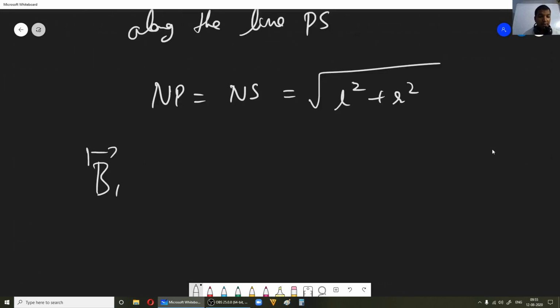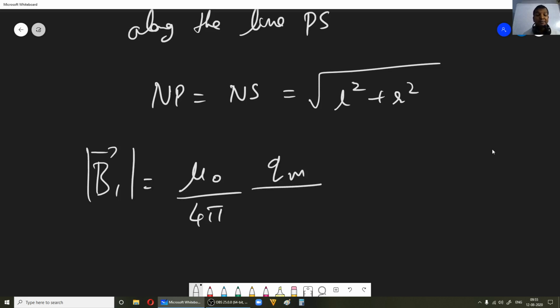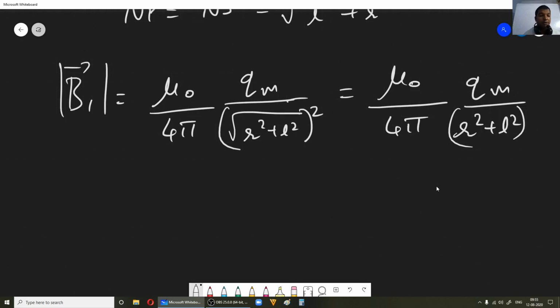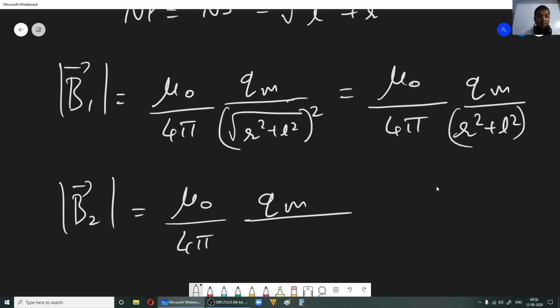Next, consider B1. The magnitude of B1 will be equal to mu naught by 4 pi, due to the North Pole, so QM divided by the distance squared. This would be R square plus L square, the whole square. So this would be mu naught divided by 4 pi times QM divided by R square plus L square only. Now B2 is due to the South Pole of the bar magnet, so that would be given by the same thing, R square plus L square whole square.